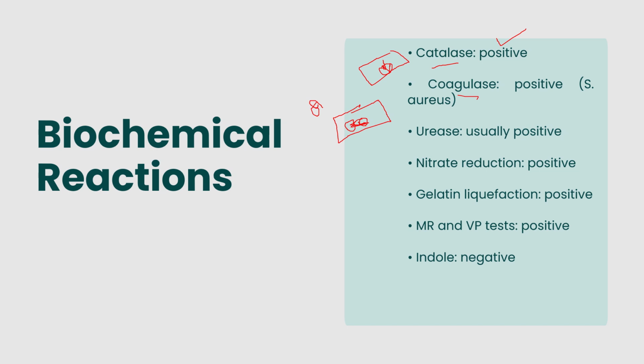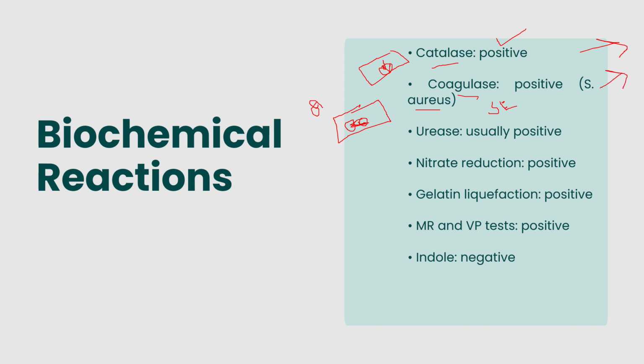So, a positive coagulase test is a special feature for this species, that is aureus. The coagulase test will be negative in Staphylococcus epidermidis. We will see the difference later on. So, this is a very peculiar feature for Staph aureus. Catalase is a feature for all Staphylococcus species. Coagulase is a feature of Staphylococcus aureus.